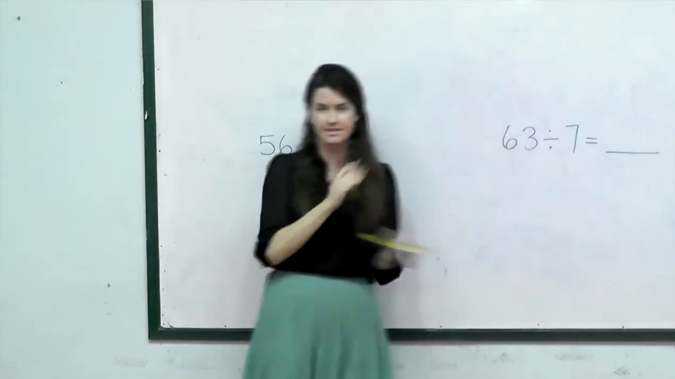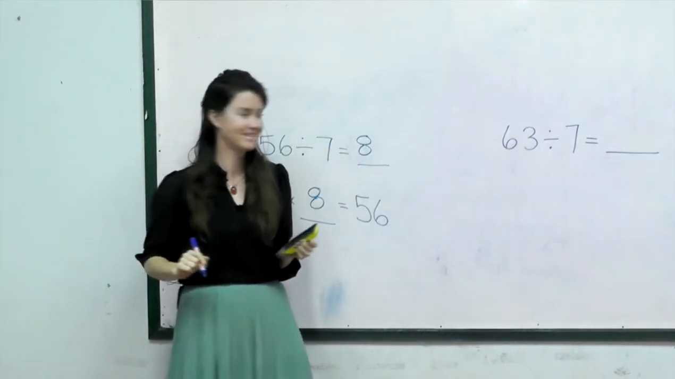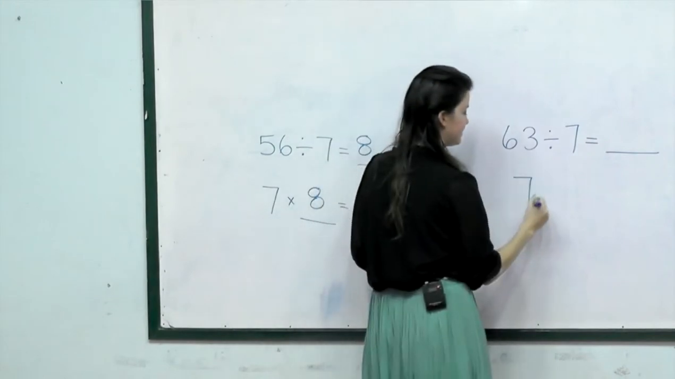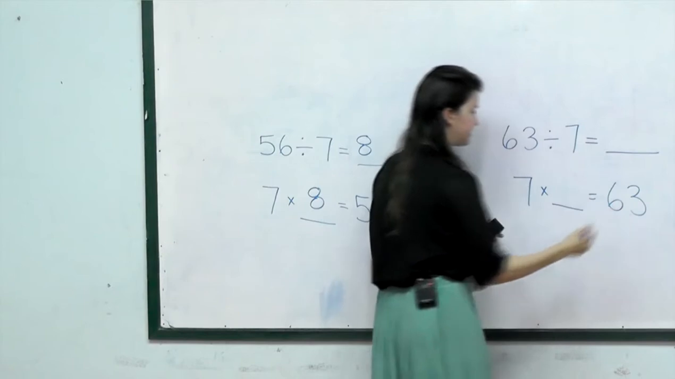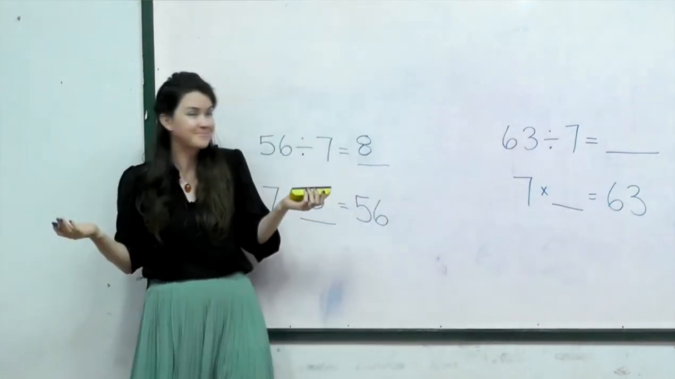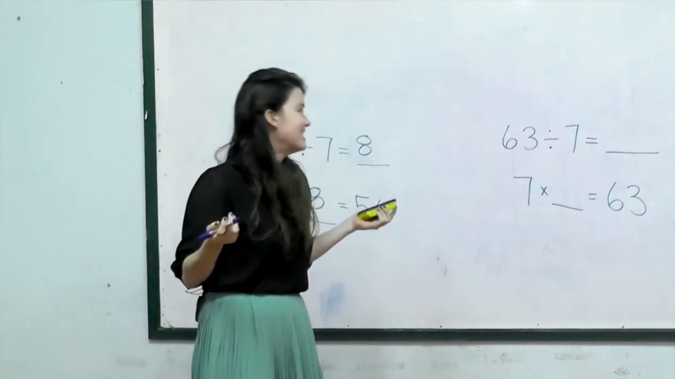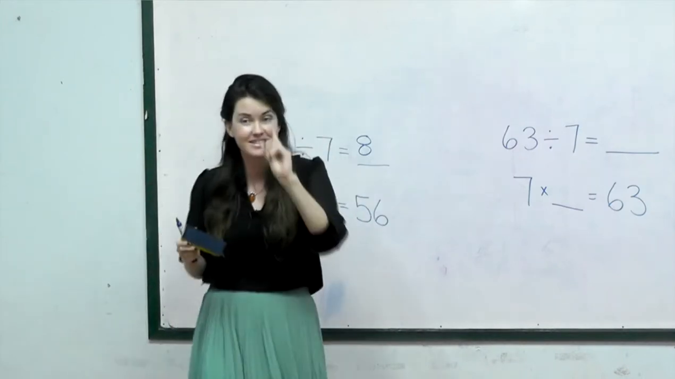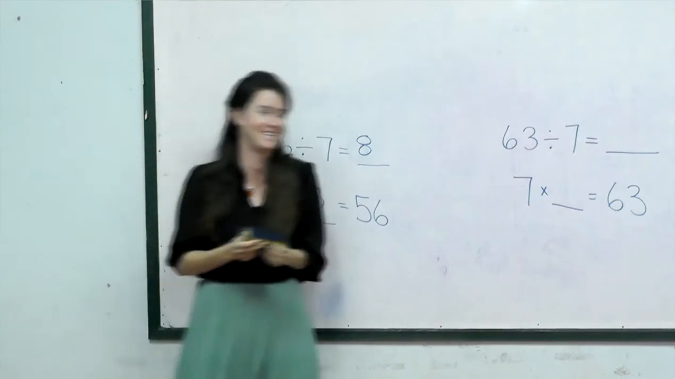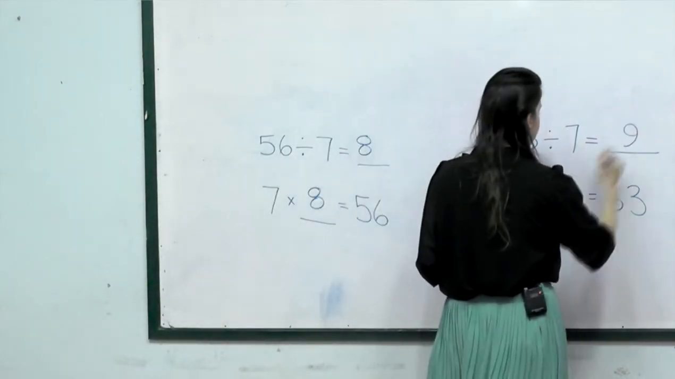63 divided by 7. How can we write this with times? 7 times what equals 63. Good, that's exactly right. 7 times what? Wonderful, friends. Okay, 1, 2, 3, 9. We didn't wait till 3, but that's cool.